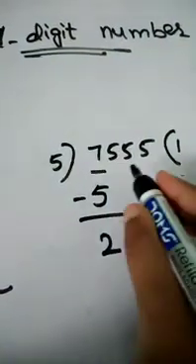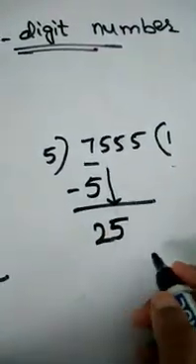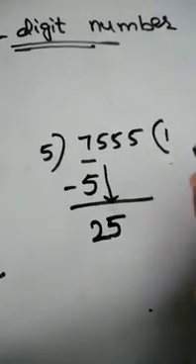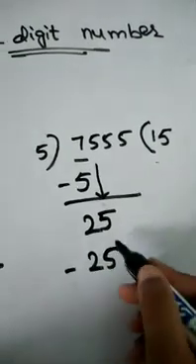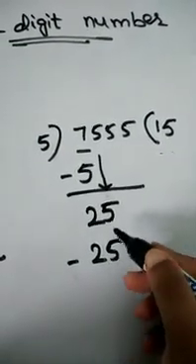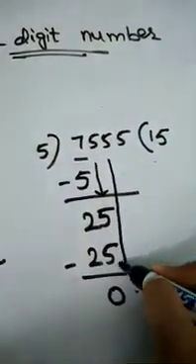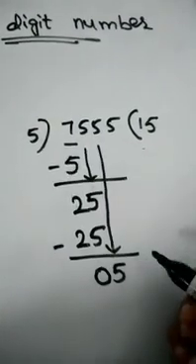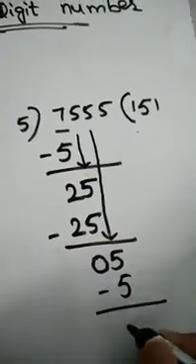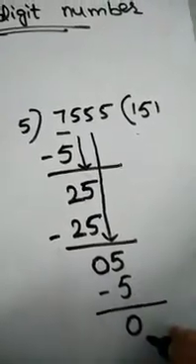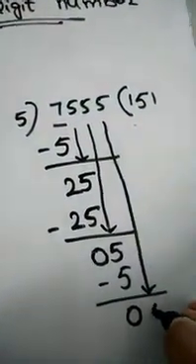So we bring the next digit down, that is 5. Now this becomes 25. In the 5 table, 25 will come. Yes, 5 fives are 25. Here we do the subtraction: 25 minus 25 is 0. Next we bring down 5. In the 5 table, 5 will come. Yes, 5 ones are 5. So 5 minus 5 is 0.